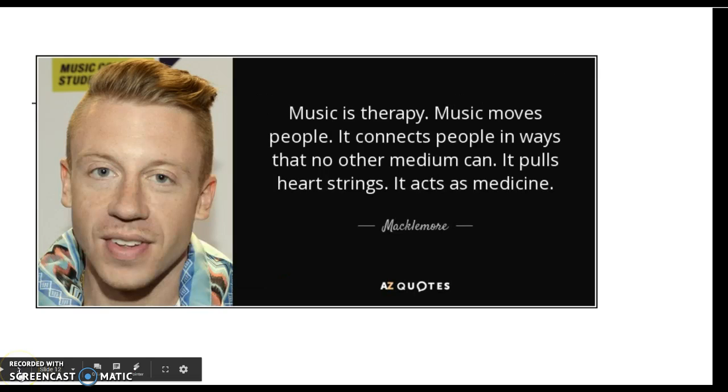And this other one is from Macklemore. And this is something that I found on Facebook, I think, last summer. And he said that music is therapy. Music moves people. It connects people in ways that no other medium can. It pulls heartstrings, and it acts as medicine. And Macklemore is not wrong in the slightest.